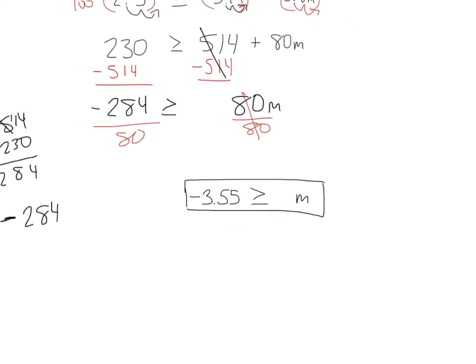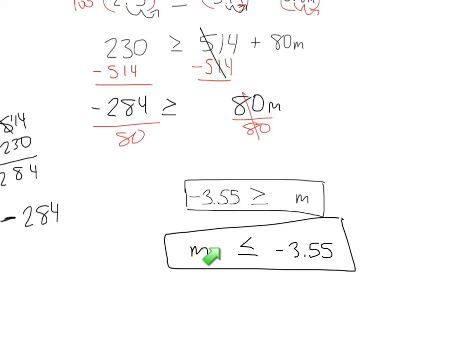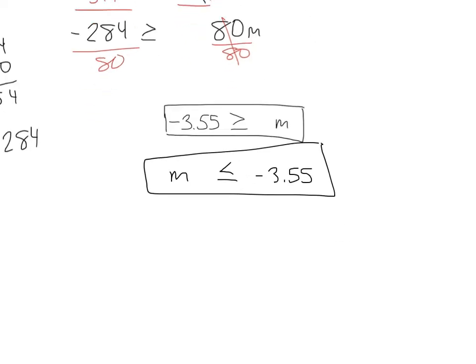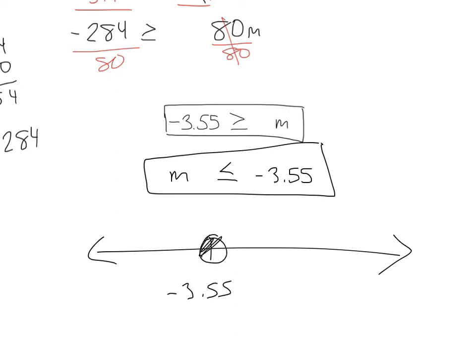Of course, we could flip it around, put the m here, put the negative 3.55 there, which is actually the preferred way. But the sign was pointing towards the m, so we need to make sure it's still pointing towards the m. So this also reads m is less than or equal to negative 3.55. And just for review, if we were to graph that inequality, I would mark negative 3.55. I'd circle it and fill it in because it's less than or equal to, and because it's less than or equal to, shade to the left, less than left.